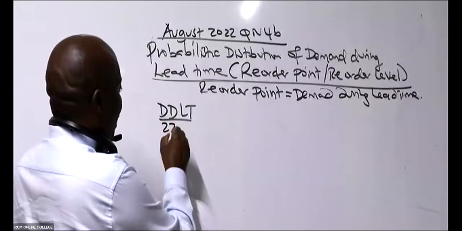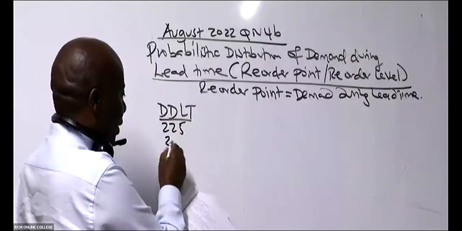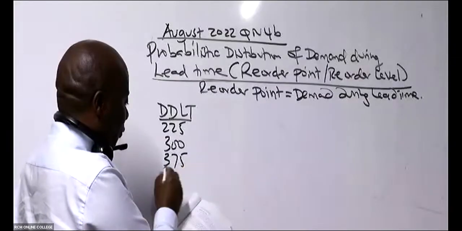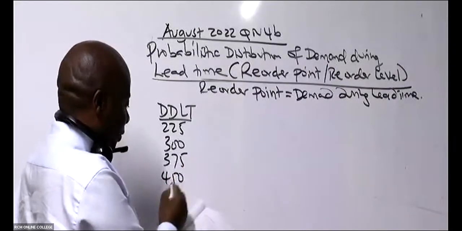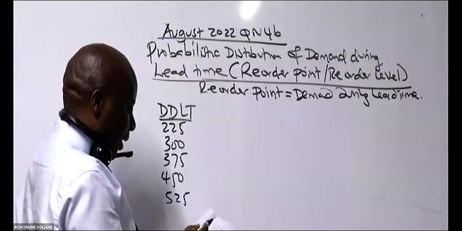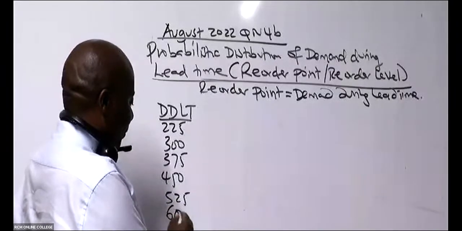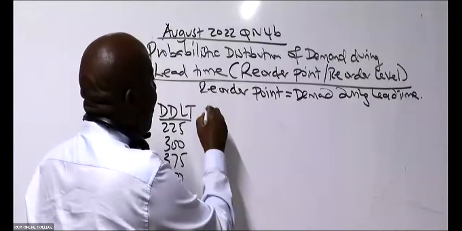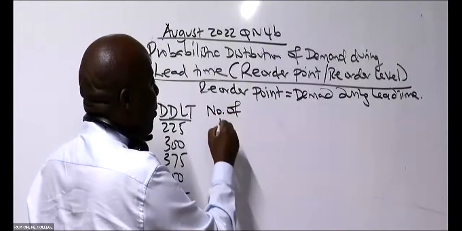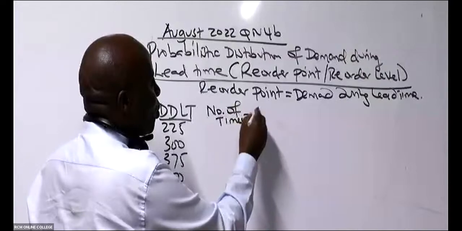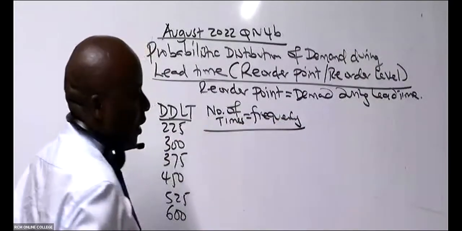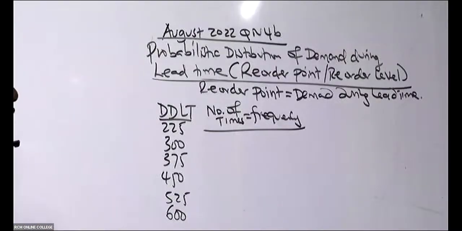It is 225. It is 300. It is 375. It is 450. It is 525. It is 600. And then they have given me number of times. This is also known as frequency. So number of times has been provided there.